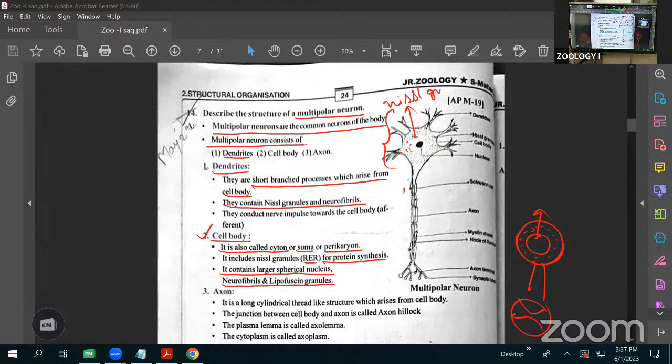Next, they conduct the impulse towards the cell body. They take the impulse from outside, and towards the cell body they conduct it. This is about the dendrites.